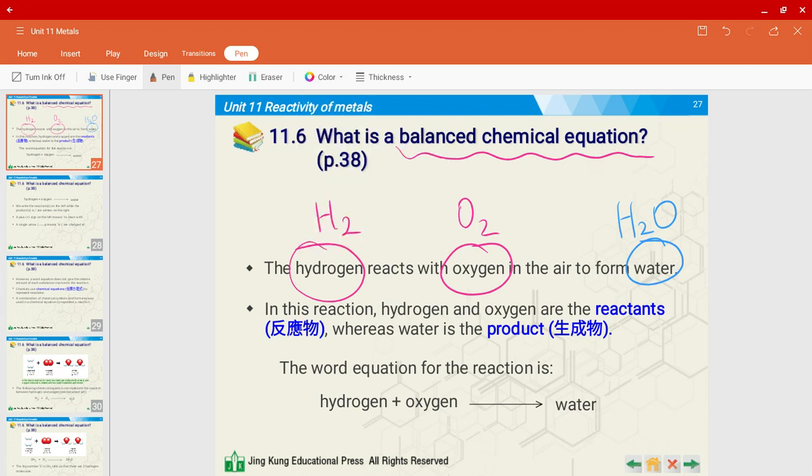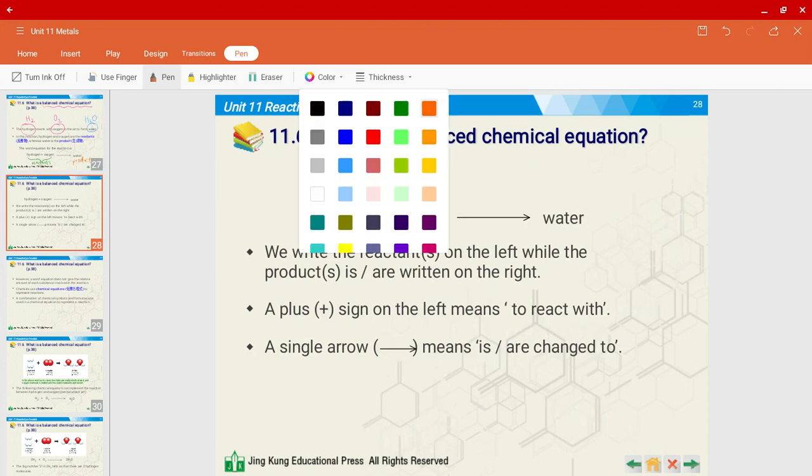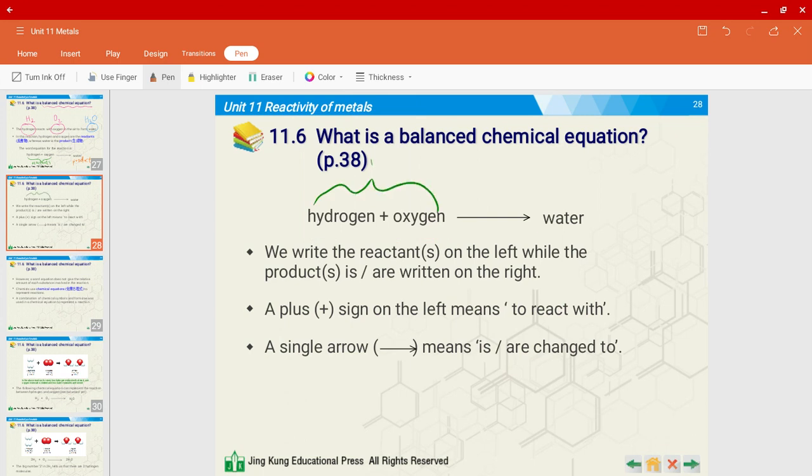So let me go ahead and write that down. These are the reactants. And water, of course, is the product. So this is the product. Okay, so far so good. We write the reactants on the left-hand side of the equation. As I mentioned earlier, these are the reactants. We write them on the left-hand side of the equation, and on the right-hand side we will write the products, or in this case there's only one product, which is water.